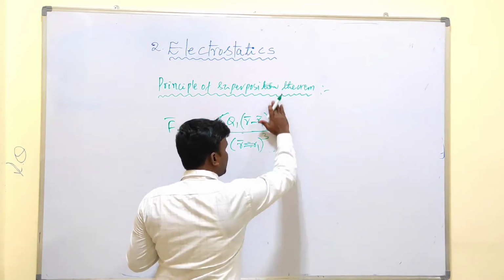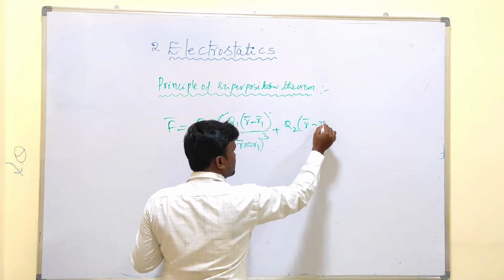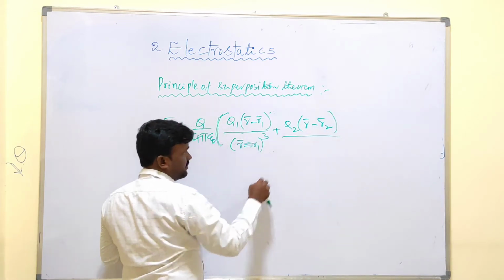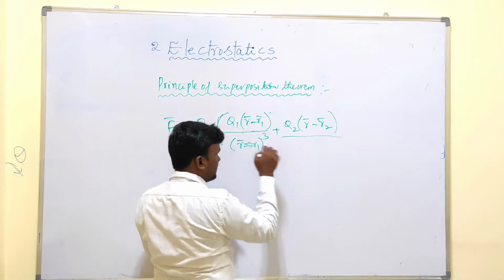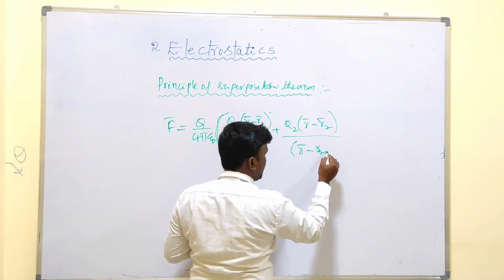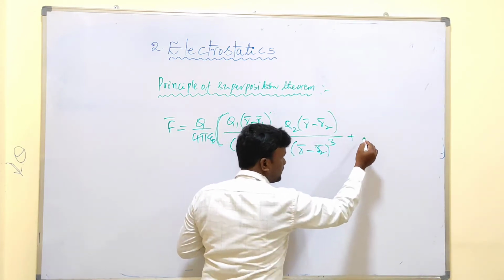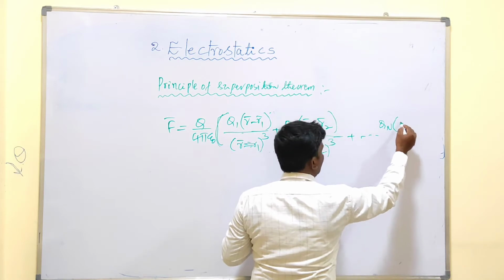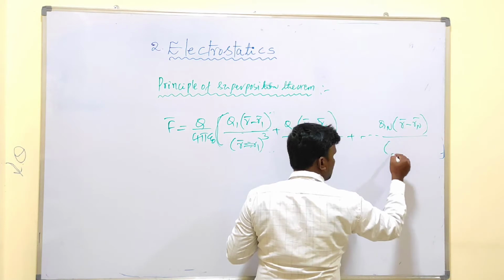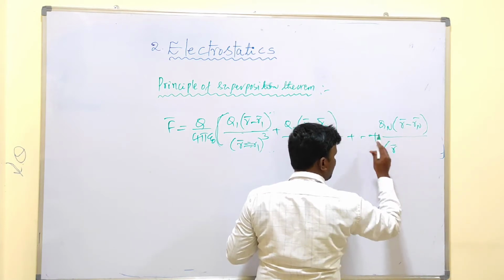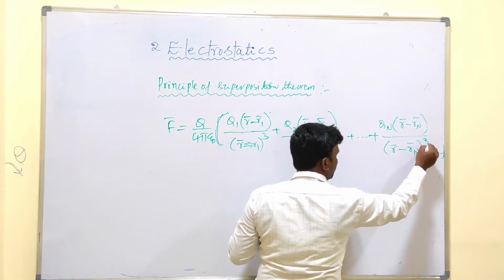Plus another one is Q2 into R bar minus R2 bar. Similarly, we need to replace: for Q1 we consider Q2, for R1 here R2, that is R bar minus R2 bar whole cube. And for Qn we can write Qn into R bar minus Rn bar by R bar minus Rn bar whole cube.